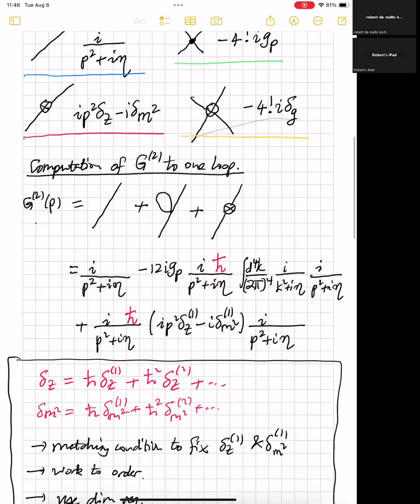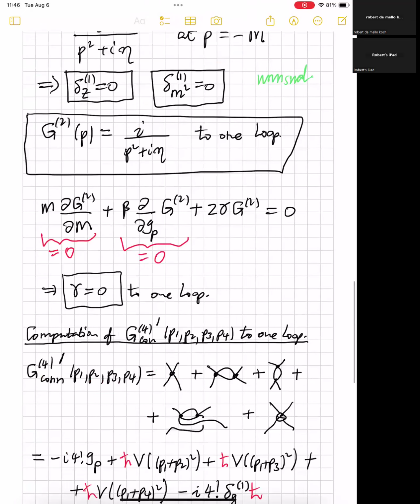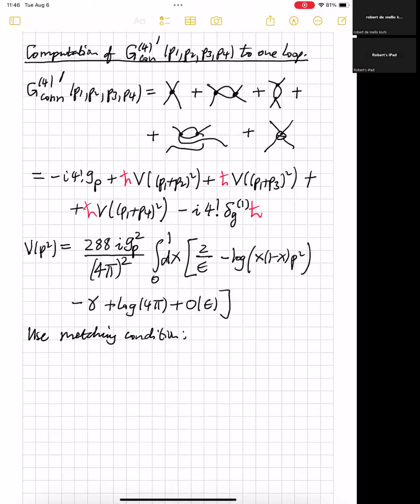So what does that mean? Well, our 4-point connected Green's function is equal to minus 4 factorial gP plus a whole lot of stuff at order h bar.